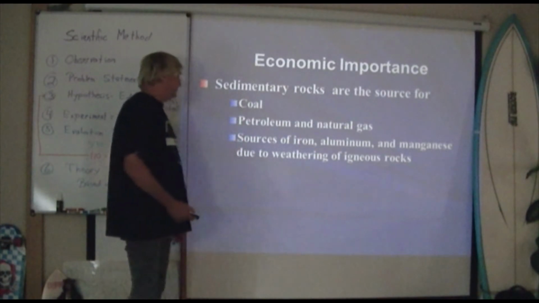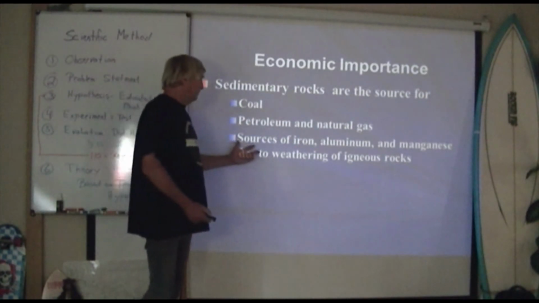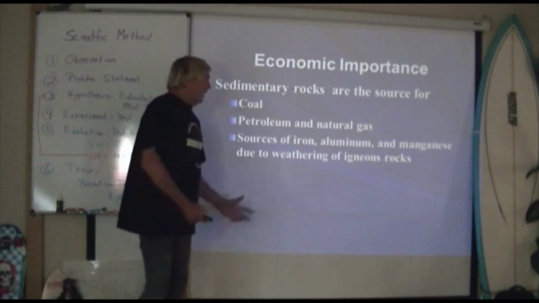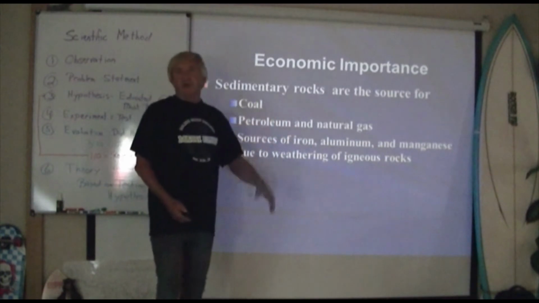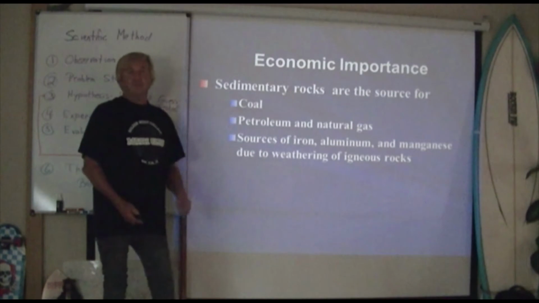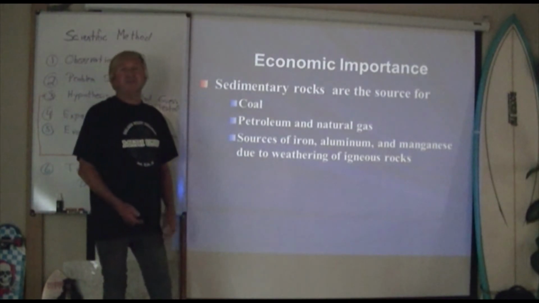Petroleum, natural gas. They're also very important sources of iron, aluminum, manganese. The early iron mines that really provided economic wealth and stability to the United States were iron formations that were found in sedimentary rocks up in Michigan.